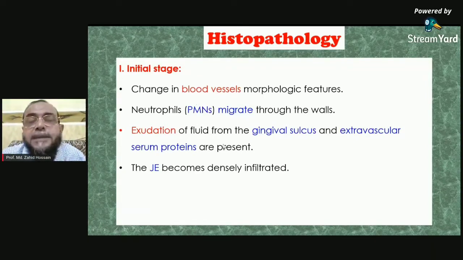Exudation of fluid from the gingival sulcus and extravascular serum proteins are present. If the pocket has already formed, you will find the exudate. If you take the exudate from the gingival sulcus, we call it gingival crevicular fluid. But this fluid is contaminated with different types of bacterial enzymes, toxins, and end products of the immune cells. So you will find extravascular serum proteins in this.